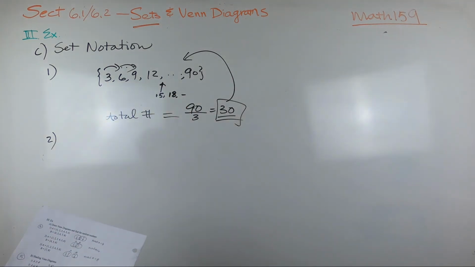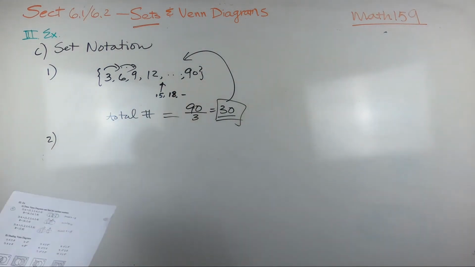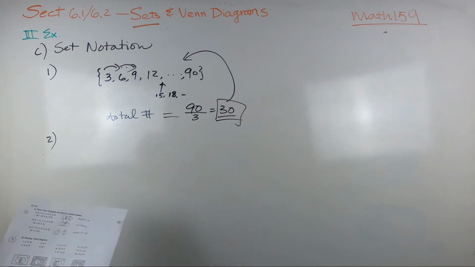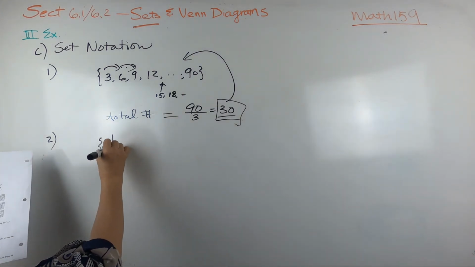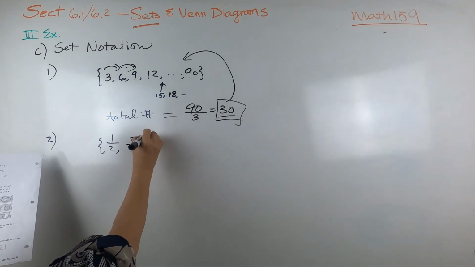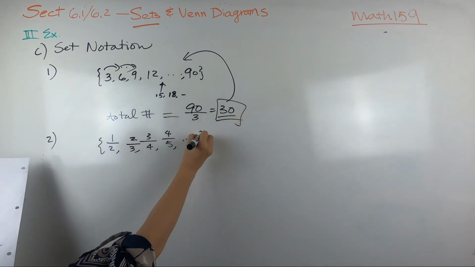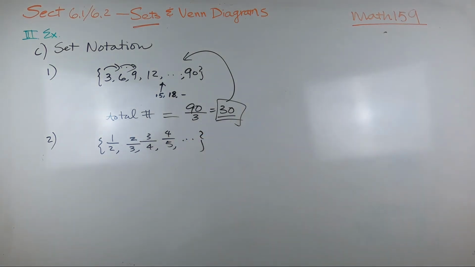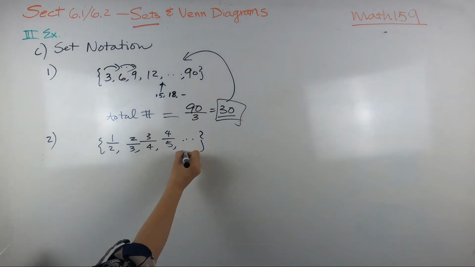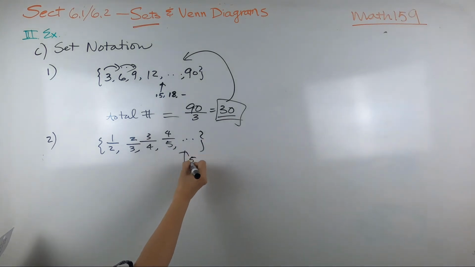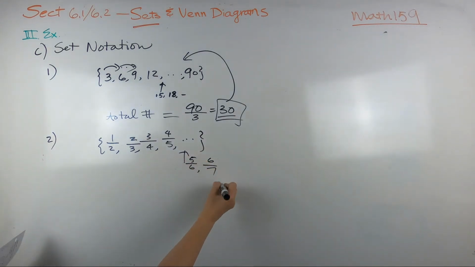Next one, if we just have a collection of numbers that have a clear pattern like this, but never ends, okay? We use dot, dot, dot with no number at the end. For example, if I have 1/2, 2/3, 3/4, 4/5, dot, dot, dot, curly bracket, right? What do you think the next number will be as a pattern? 1/2, 2/3, 3/4, 4/5. Next one will be what? 5/6. Next one will be what? 6/7, and keep going, right?